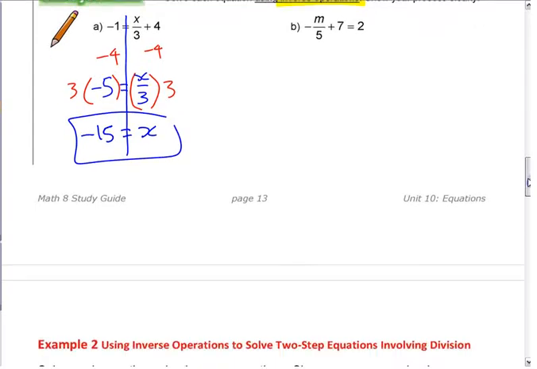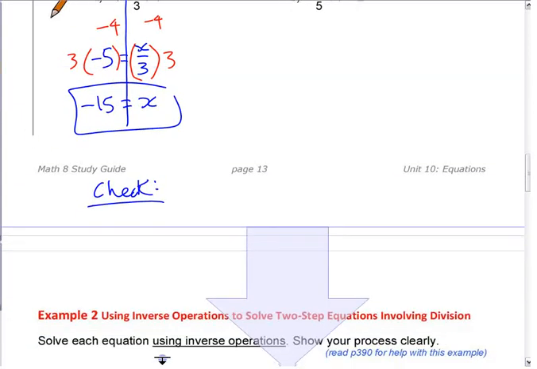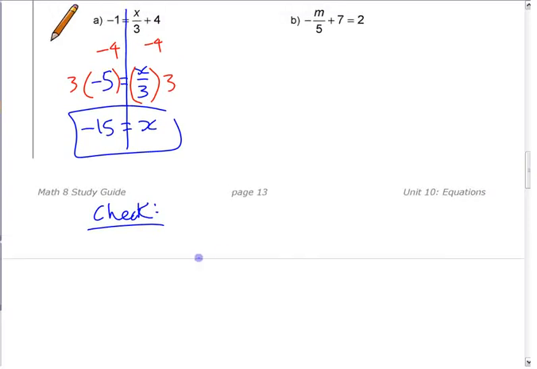Incidentally, you can check your answer here. If you haven't figured out how to check your answer yet, how can you check your answer here? Once you get a number, how could you check if it's right or not? Remember, we're trying to figure out what x is. Once you get a number that you think x is, you can just go back and test it, right? What could you do?